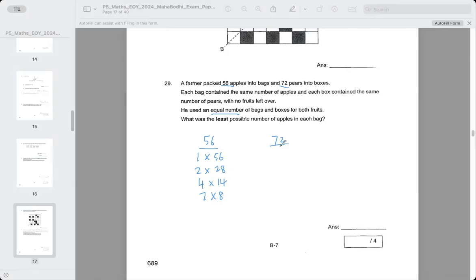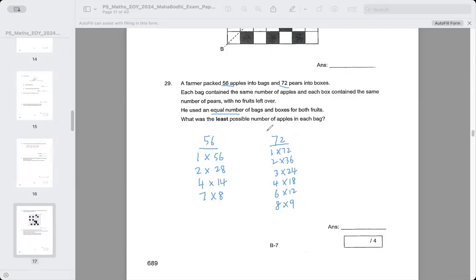Then we find for 72. We'll start off with 1 times 72, 2 times 36, and then for 3 it is 3 times 24, 4 times 18. 5 is not a factor of 72. Then we move on to 6 times 12. 7 is also not a factor of 72. Then we move on to 8 times 9. So 9 is over here. So that's all for the factors of 72.